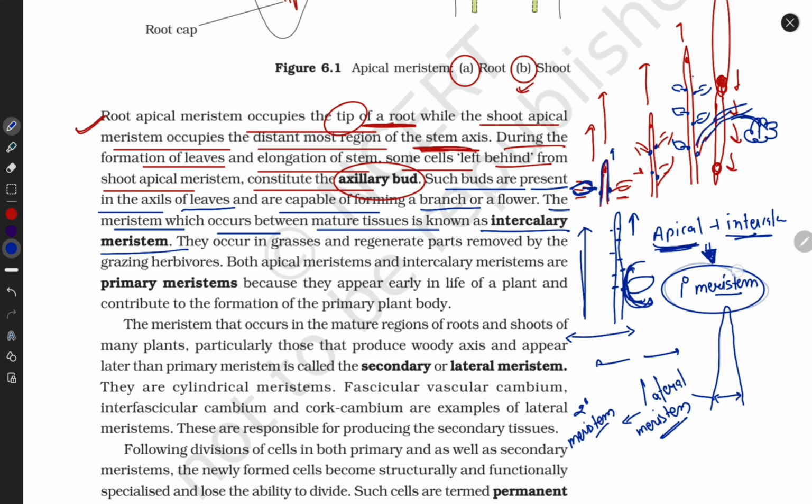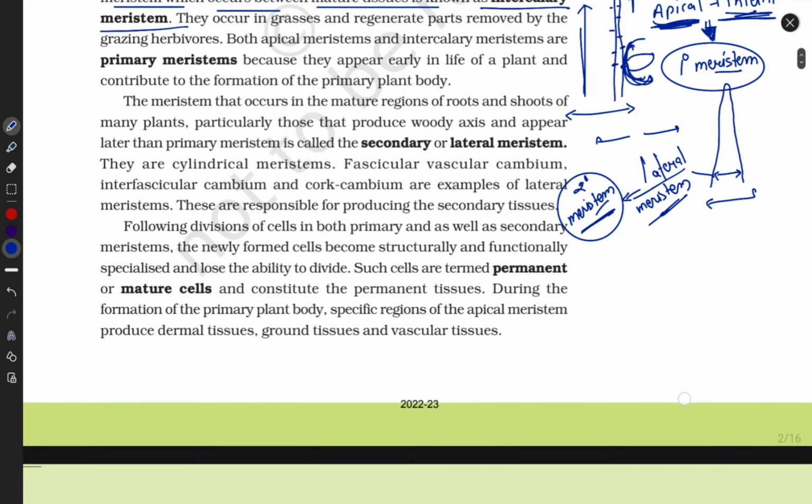These are the primary meristem, these are the secondary meristem. Primary meristem is made up of the apical part and the intercalary part. Secondary meristem is made up of lateral meristem because they increase the width. Clear now, guys? Okay.